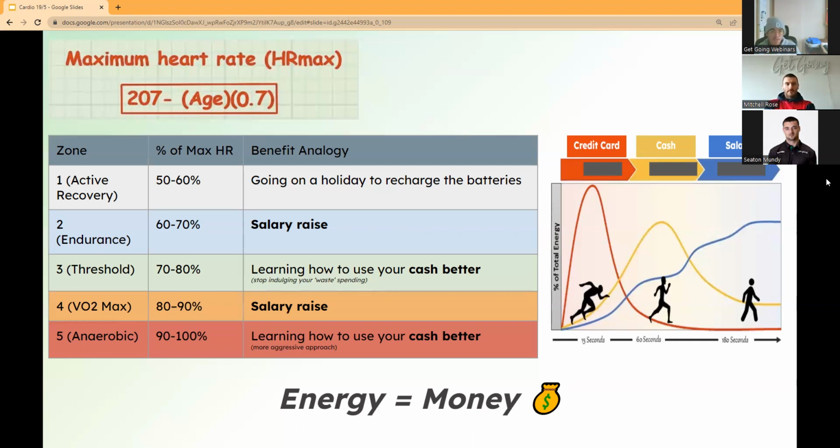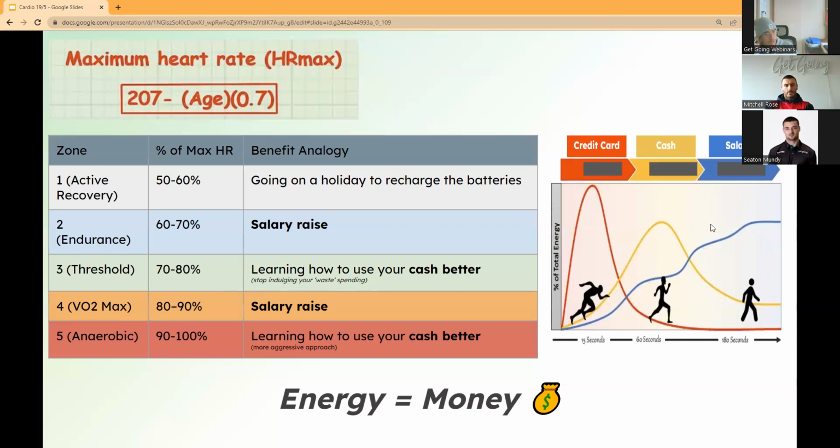All right. And then we have zone 3, which is the threshold zone. It's about 70 to 80%. And this zone helps with your cash system. All right. So you're able to use your cash on hand for a bit longer because you learn how to avoid spending on indulgences or takeaways. So you're not wasting your money. So you can use your cash more often, all right, for a longer period of time. So you see here, your cash system peaks at about 60 seconds. However, by training in this zone, this green one, you can push that a bit further to the right.